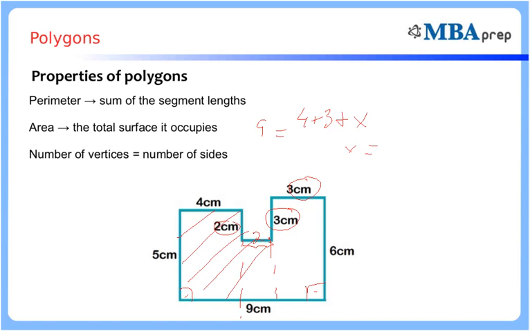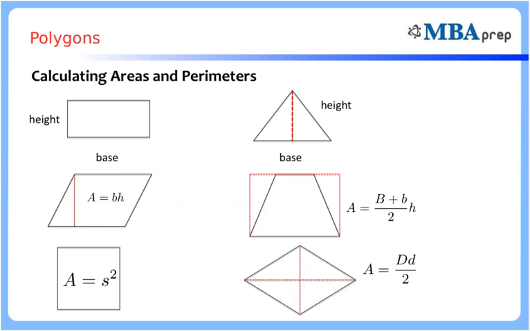The area is the surface that it occupies. It pretty much determines how big it is. The number of vertices is the same as the number of sides in polygons. To calculate the area and perimeters, you have formulas. So I will just read a few formulas here. For this rectangle, base times height. In the case of triangles, just half of it, base times height divided by 2, because you would, for instance, complete here, cut this part, and put it here. So it would be half of a rectangle.